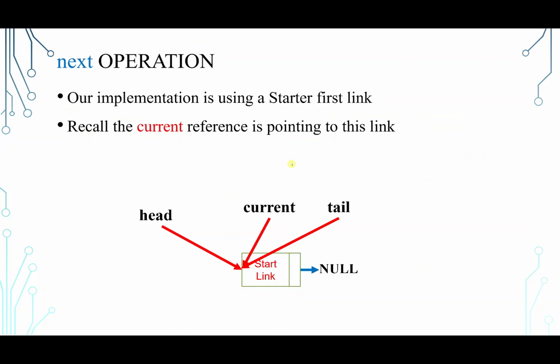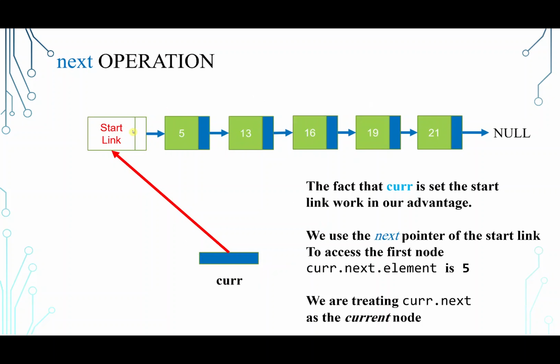So the next operation is a very important operation. Our implementation is using a starter link, right? Recall the current reference that I said we are going to use, the current variable, so we maintain where we are right now. If current is pointing at the start link, then that works to our advantage.